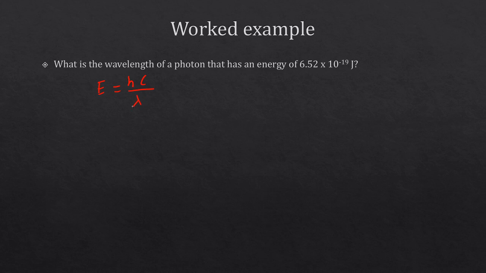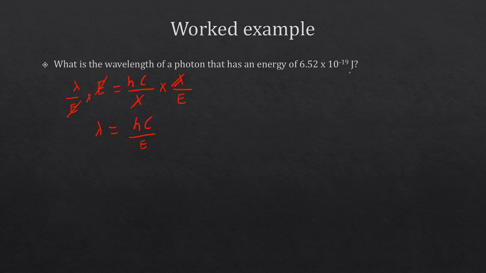When I multiply by wavelength, this will cancel on bottom. So I'm going to multiply by wavelength and divide by energy. And I'll do the same thing on both sides so I don't change it. So on the left side, the energies cancel. On the right side, the wavelengths cancel. And I'm left with wavelength equals Planck's constant times the speed of light over energy.